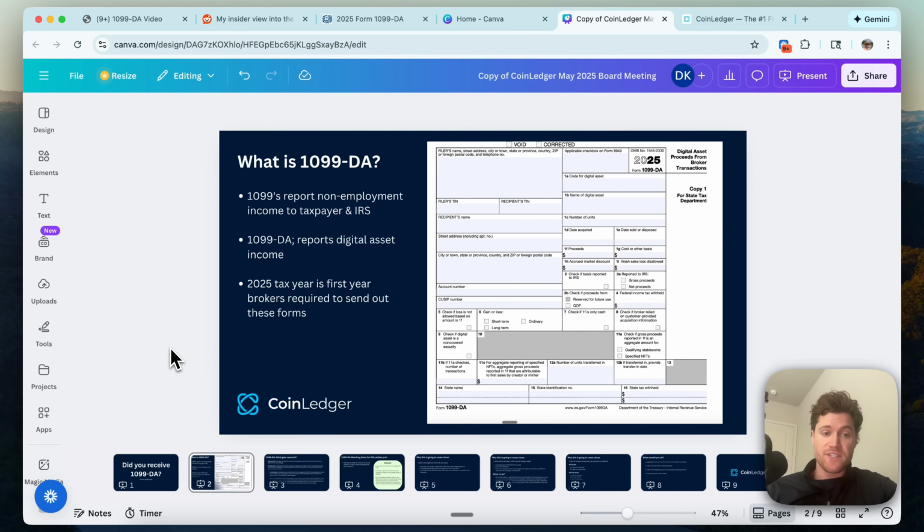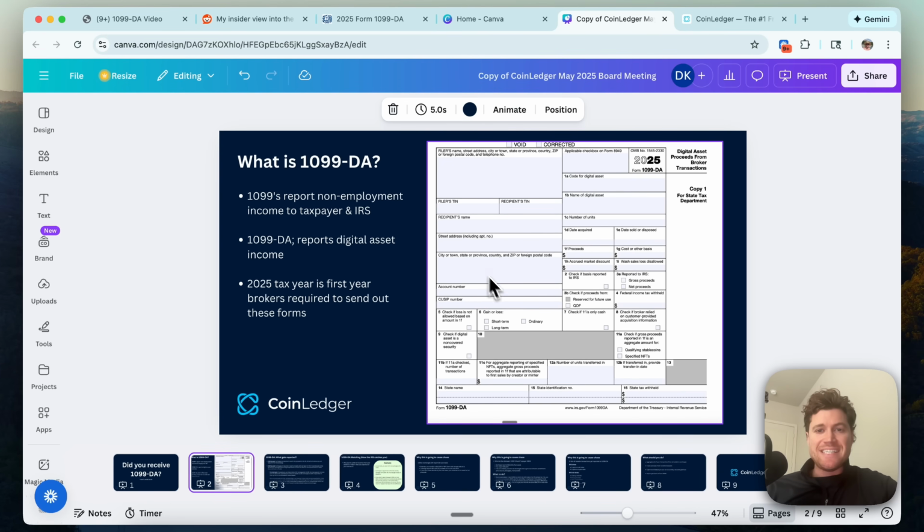And as you may have guessed, what this form is doing is reporting on the income that you generated from your digital asset activity on your centralized exchanges, the Coinbases and Geminis and Binances and Krakens of the world. Tax year 2025, which those taxes are due in April 2026, is the first year that brokers like Coinbase are required to send out these tax forms to, again, both you, the taxpayer, the person who's buying and selling on Coinbase, and they also send an identical copy to the IRS.